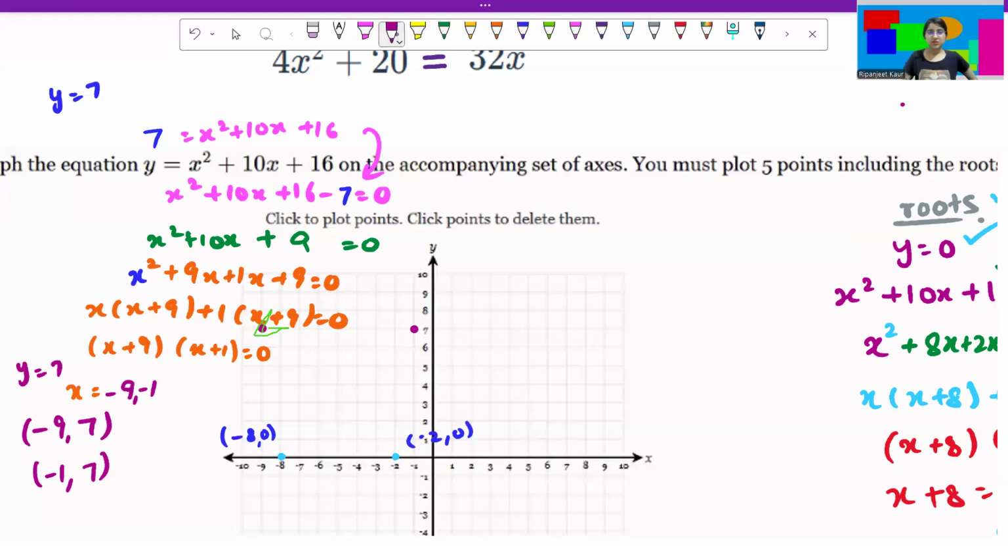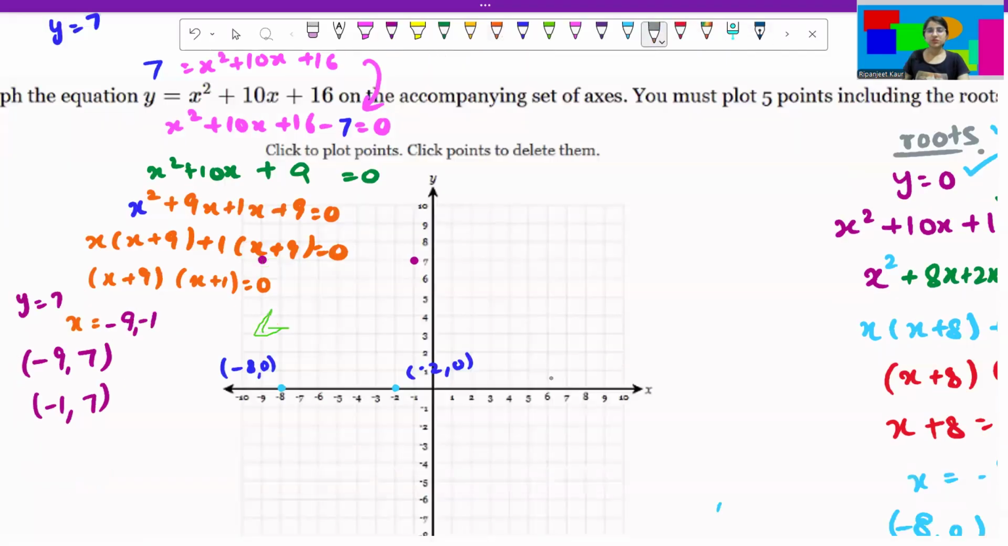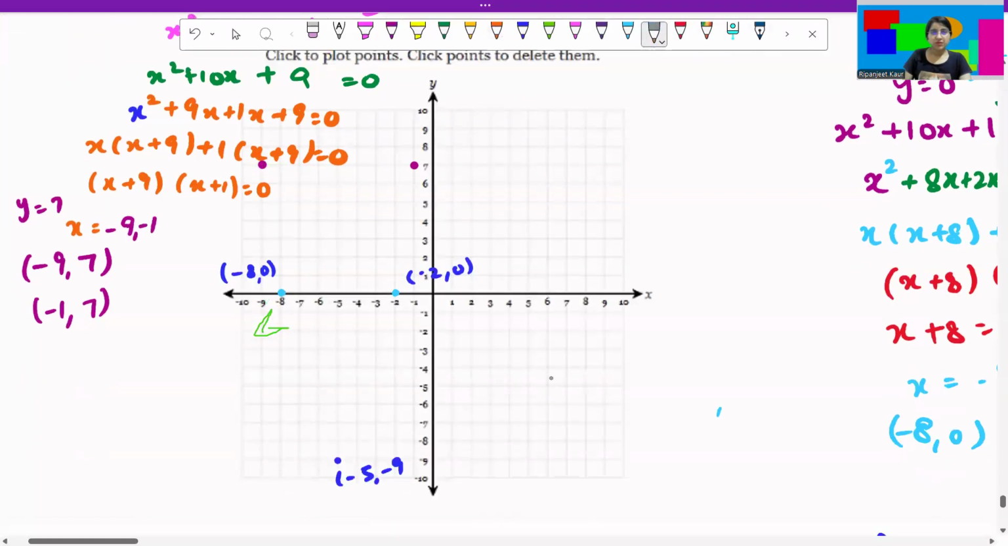Whenever we have to plot, we just draw dotted lines first. Let me change the color. So over here, it won't be looking like this. I'm just roughly drawing it, but it will be the exact shape of a parabola when we are able to draw it correctly.